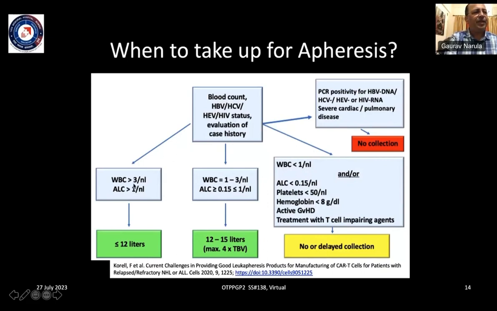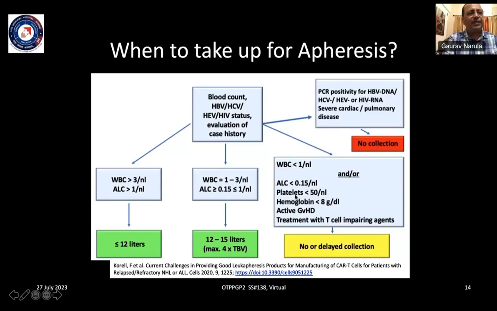But basically, we are looking at the total WBC count and the absolute lymphocyte count. Here, remember, we are not interested in the neutrophil count. We are collecting lymphocytes, so we are interested in the lymphocyte count. You can go as low as lymphocyte counts of 150. More than 1,000 is ideal, but the collection has to become higher and higher, so we have to go to 4 times the total blood volume. Apheresis collection has to be done. All of you are familiar with apheresis, no?